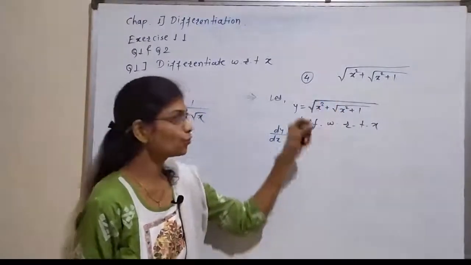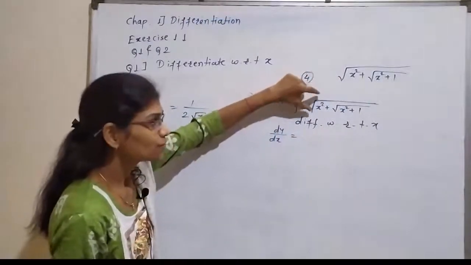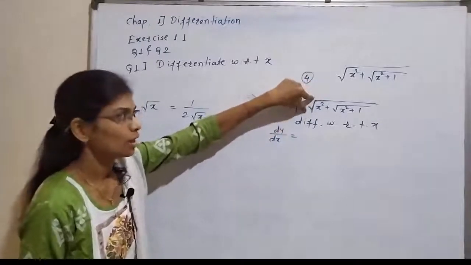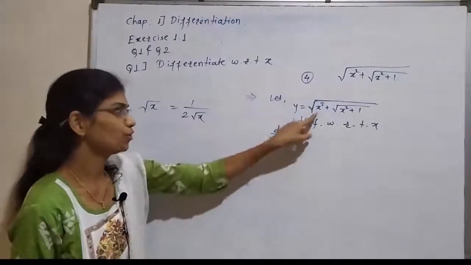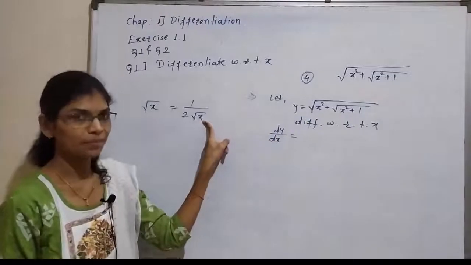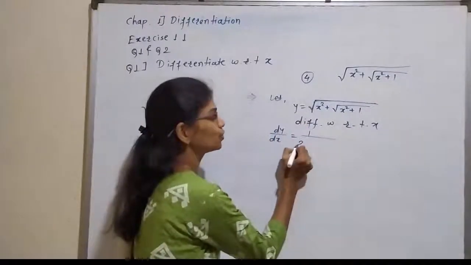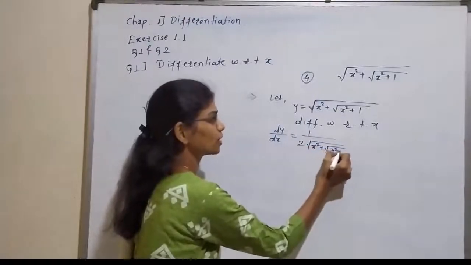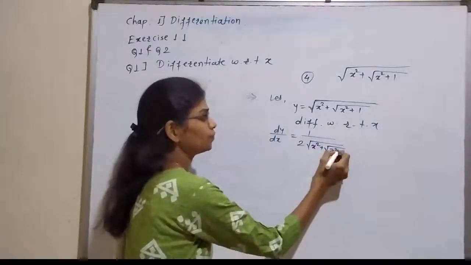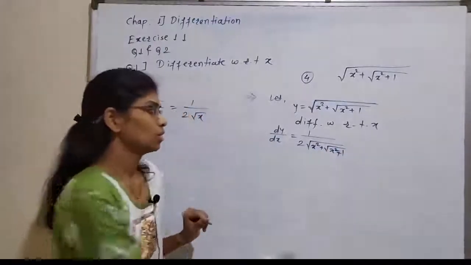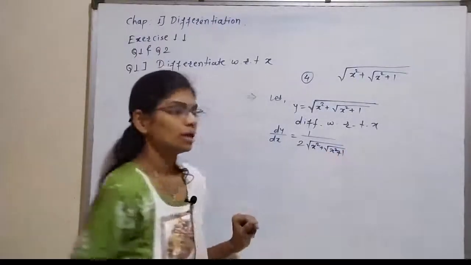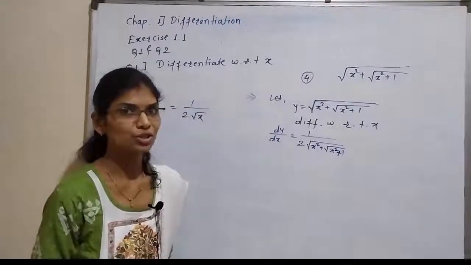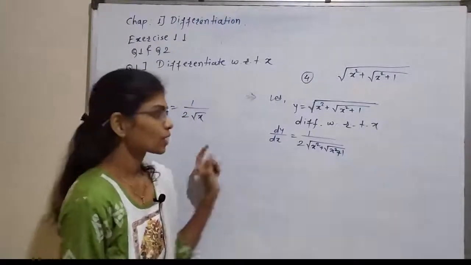So first of all, take the derivative for this root x, and that is 1 by 2 root x, and the whole function is considered as x. Therefore its answer is 1 divided by 2 into square root of x. It means x square plus root of x square plus 1. Actually this question looks complicated, but this one is so easy.